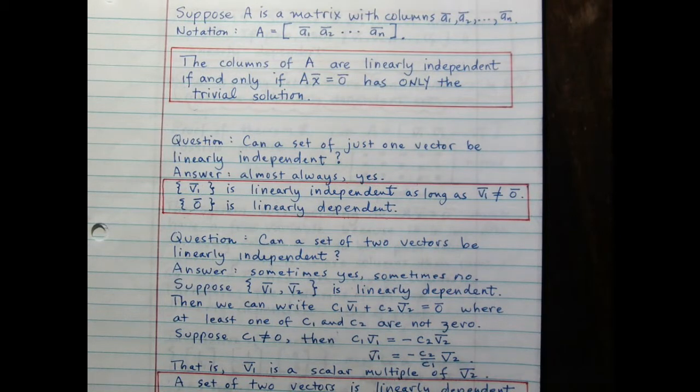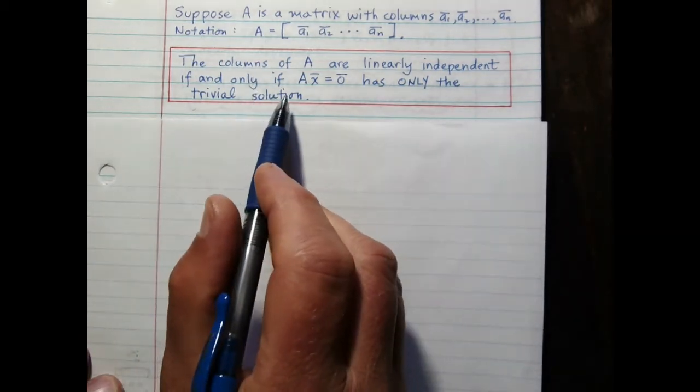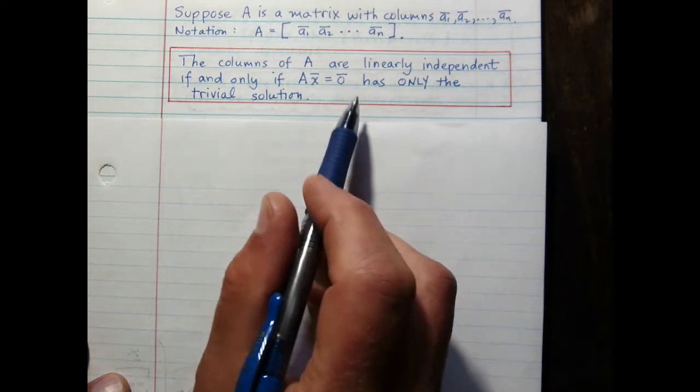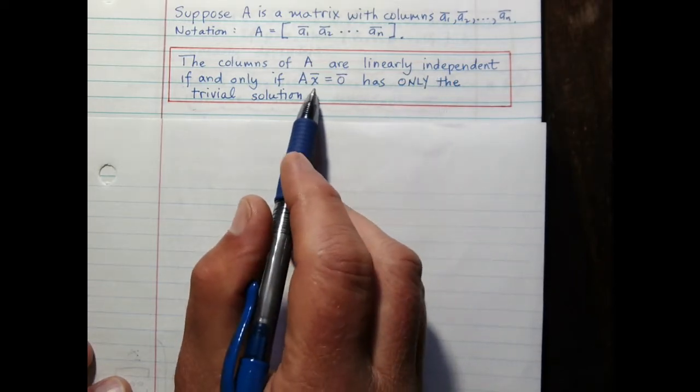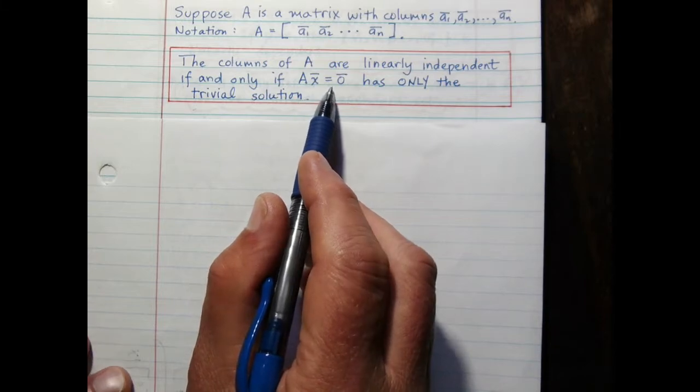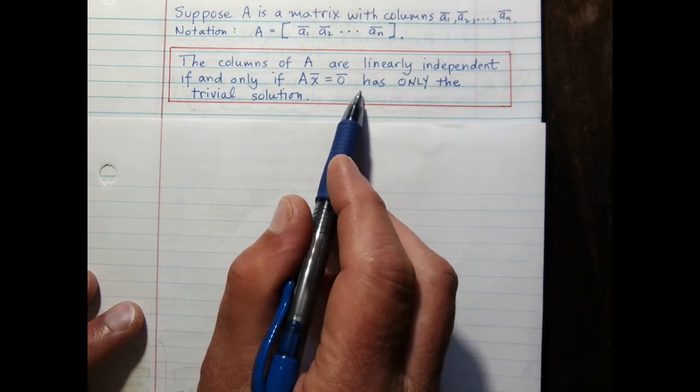This is part 2 of the lecture on 1.7 on linear independence, and where we left off, we had just considered what's in the red box here. The columns of a matrix A are linearly independent if and only if Ax equals 0, that homogeneous equation, has only the trivial solution.